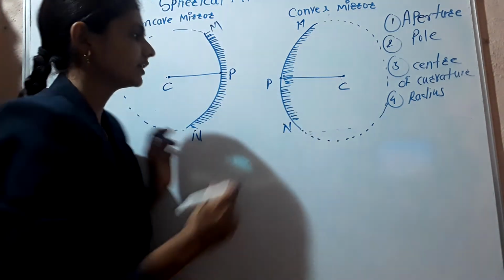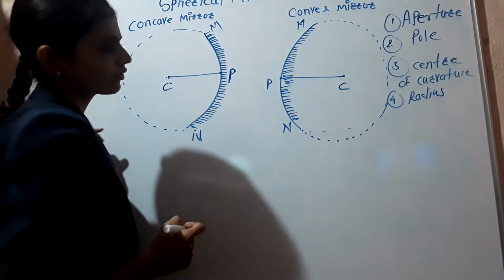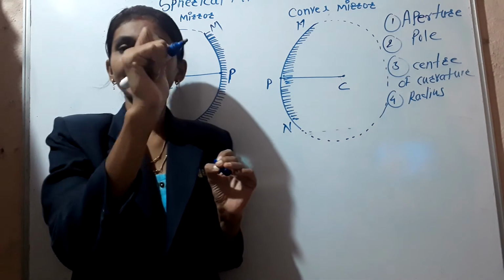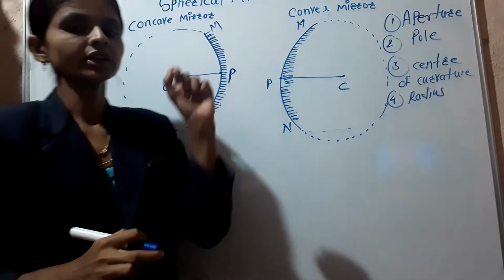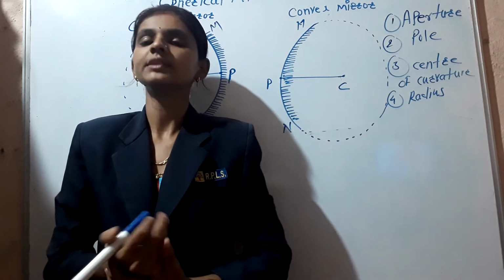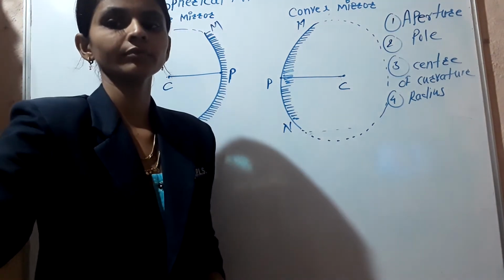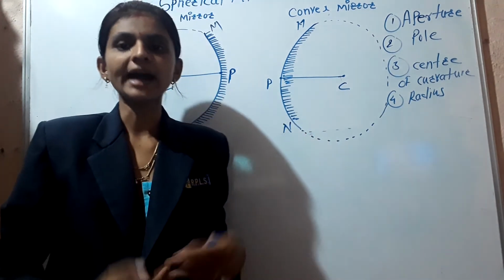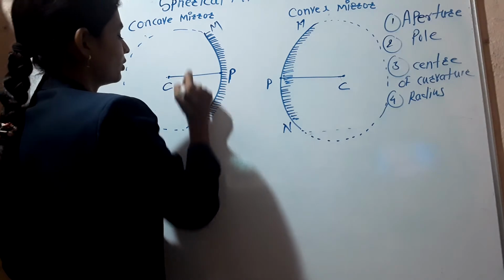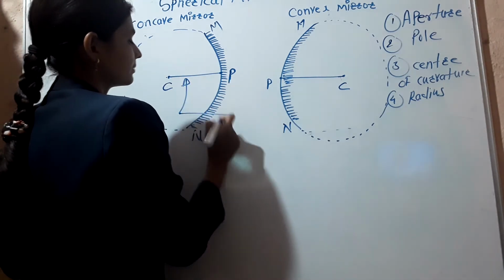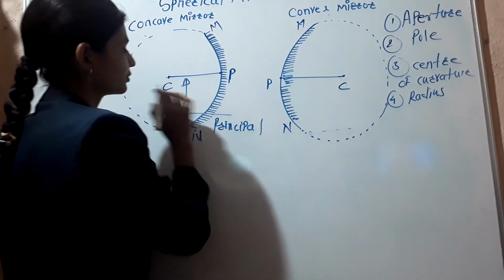So here you can see P means the pole, and C means the center of curvature, and the line joining the pole and the center of curvature is known as the CP line. The CP line represents the principal axis. So again, the straight line passing through the center of curvature to the pole is known as the principal axis. Here the principal axis is represented by CP.